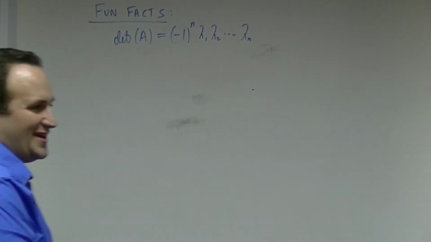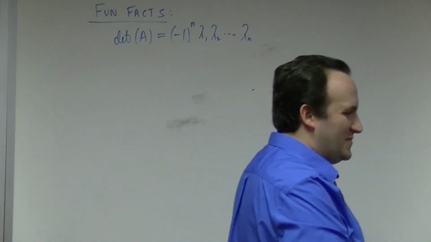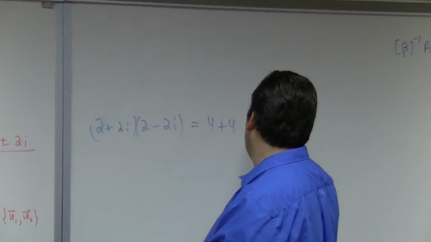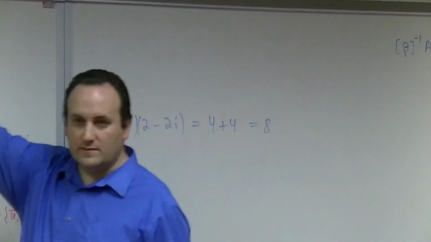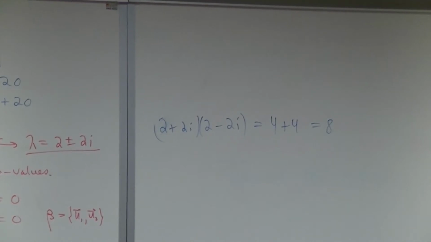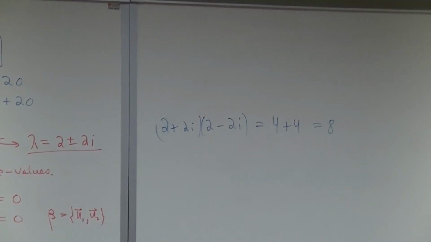You say, wouldn't it be a complex number? No, they come in conjugate pairs. It multiplies to be real. Like here, if you multiply lambda times lambda conjugate, what do you get? I mean, what happens if you multiply 2 plus 2i times 2 minus 2i? What do you get? 4 plus 4, 8. What's the determinant of this matrix? Yeah, 8. Huh. Coincidence? No.